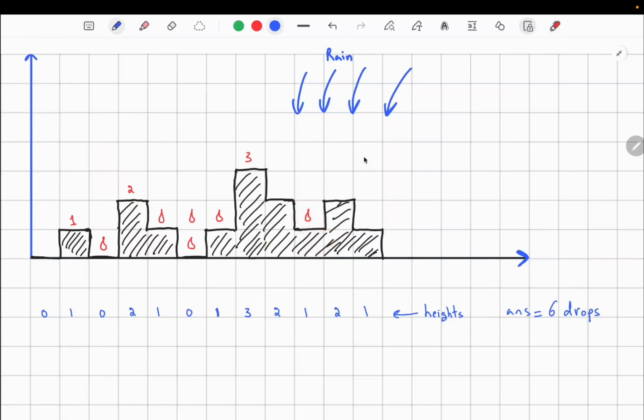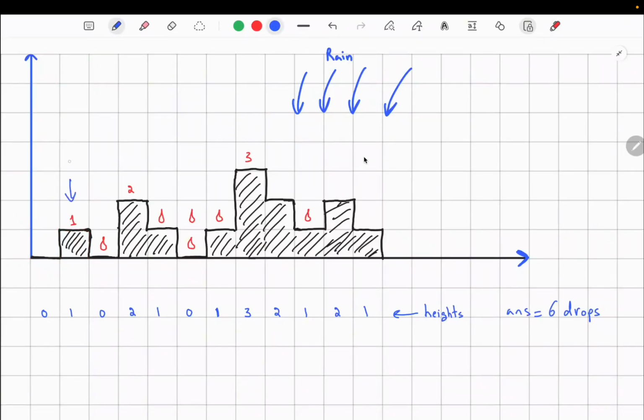We can, for example, start iterating through the array or through the elevation map, because the elevation map is representing the array. So we can start iterating here. If we start at the first index right here, we cannot trap anything at the first index, because even if we have a bar right here, to our left we do not have anything, so the water will just come and spill outside. So we can skip the first index and we can come here.